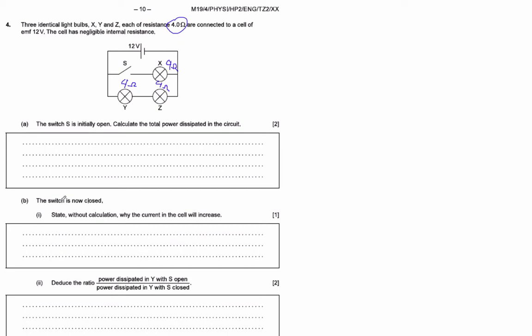And then it says the switch is closed, state without any calculation, right? Well, yeah, go ahead and calculate, right? Why the current in the cell will increase, right? Remember in a parallel circuit, every time you add a parallel branch, current's going to flow on that branch, right? And it doesn't have anything to do with this resistance being less than these resistances.